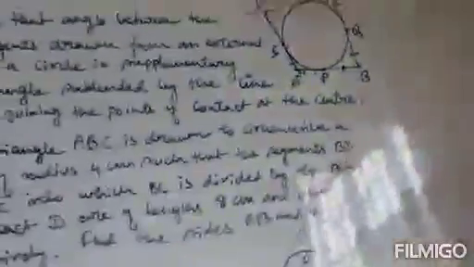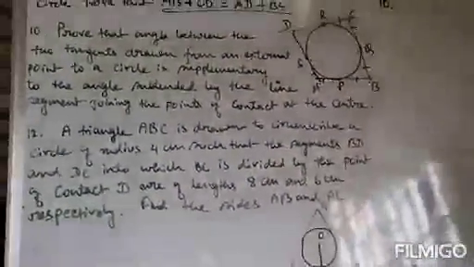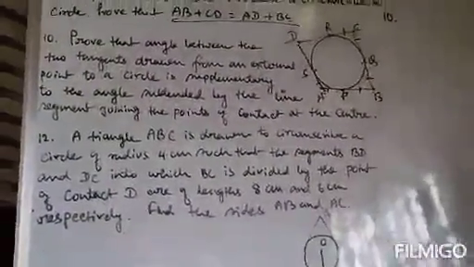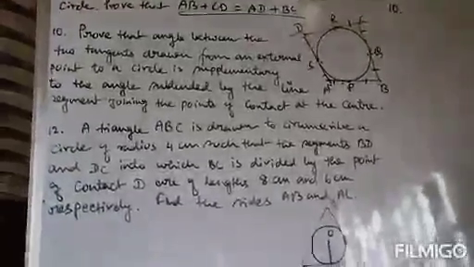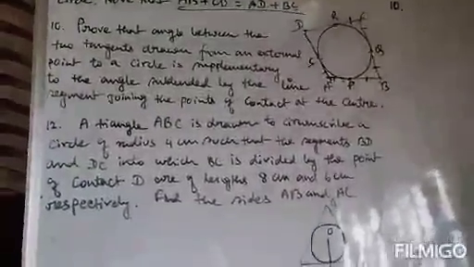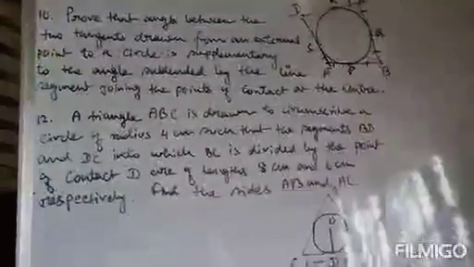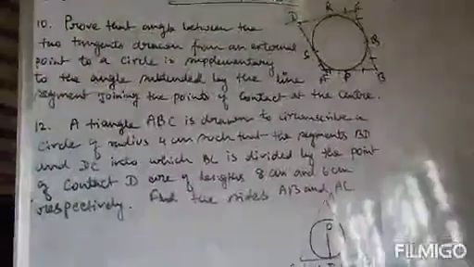Question number 10 says, prove that the angle between the two tangents drawn from an external point to a circle is supplementary to the angle subtended by the line segment joining the points of contact at the center. No diagram is given, so we have to draw the diagram first. That means we have to draw a circle first.